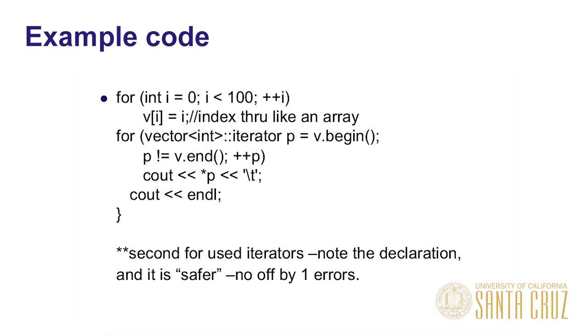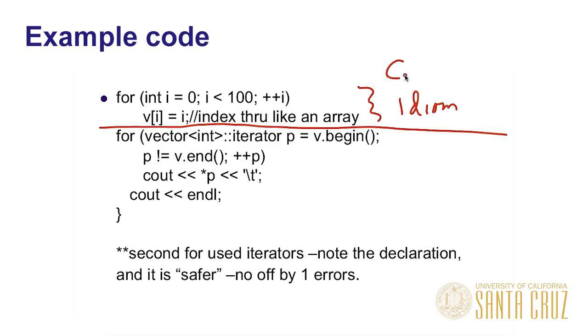Now here's some example code. This is a usual idiom. It's an idiom both for vectors, but also vectors can be treated like arrays. Now, this was used for initialization, and this is more a C-style idiom. Here, you're getting a C++ style idiom.